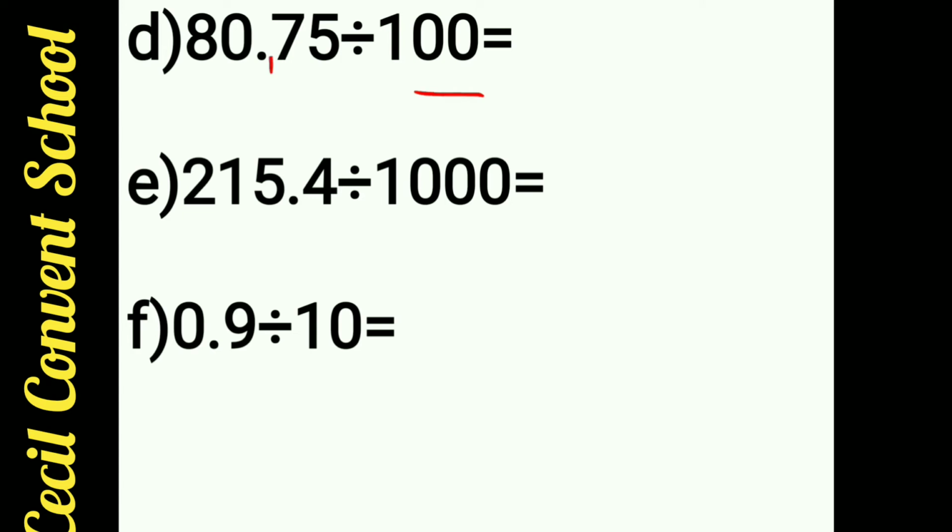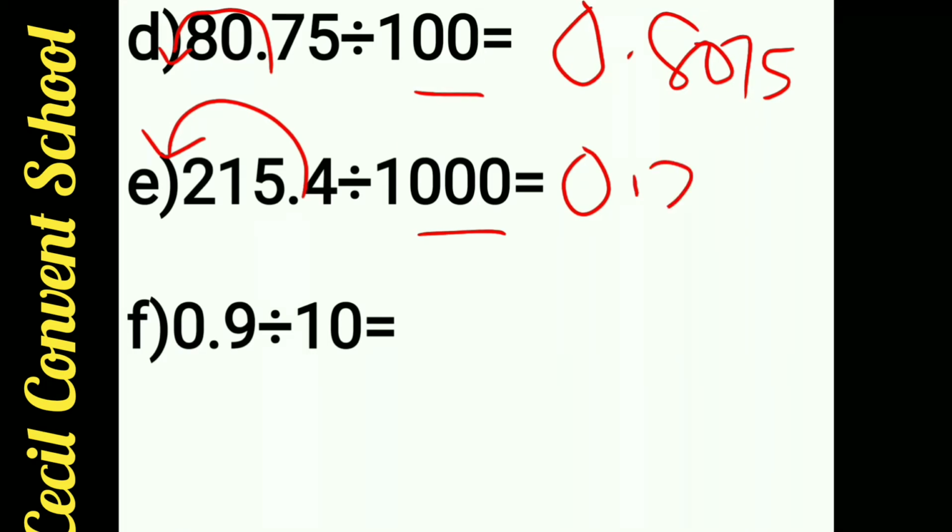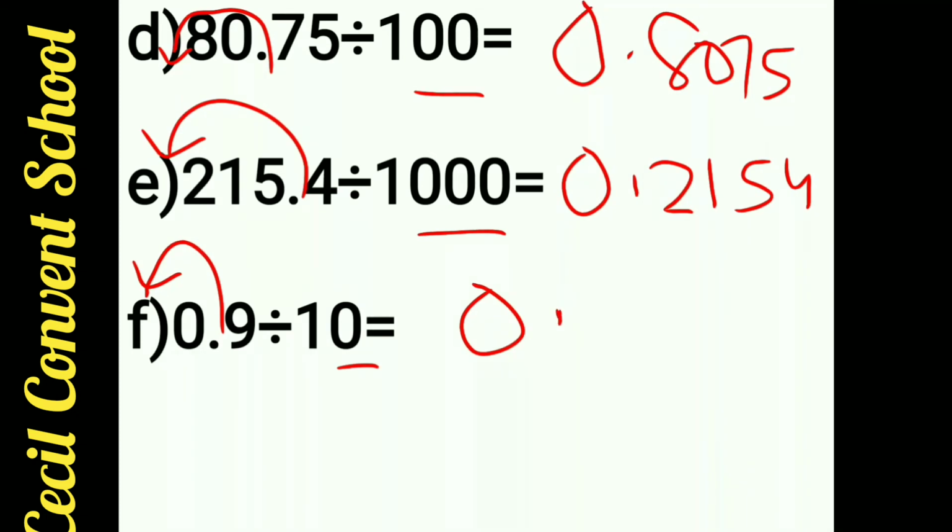2 zeros. So we shift 2 places to the left. So answer will be 0.8075. Clear? 3 zeros. So you shift 3 places. So answer will be 0.2154. Clear? 1 0. So you shift 1 place. So before the decimal you have to put 1 0 and your answer will be 0.09. Clear, students? Now we do next question.